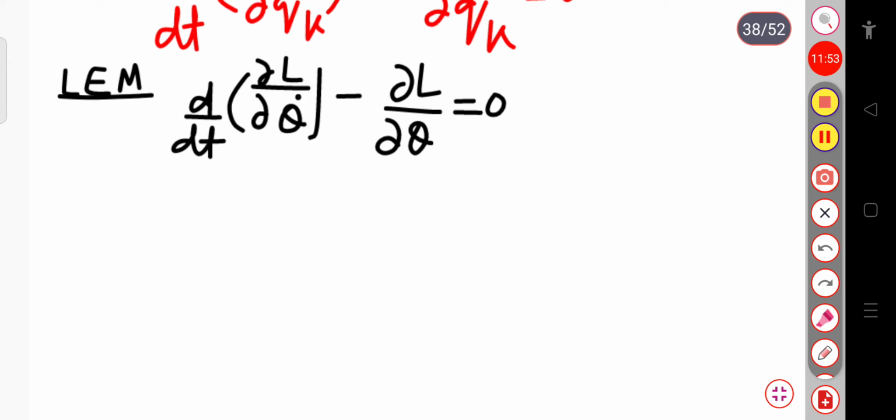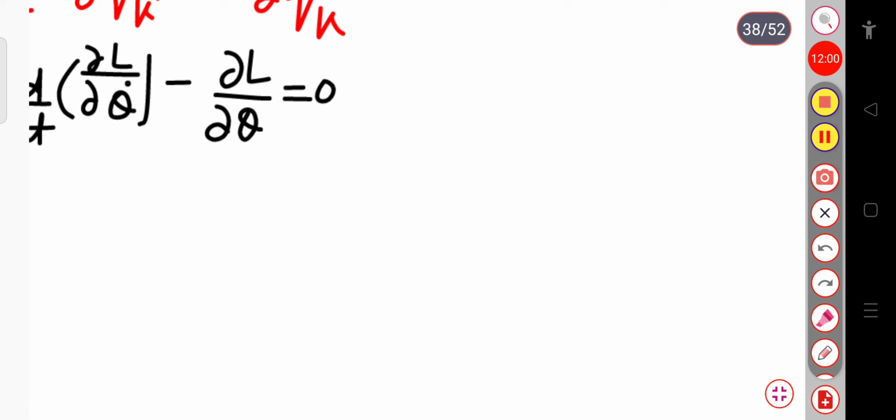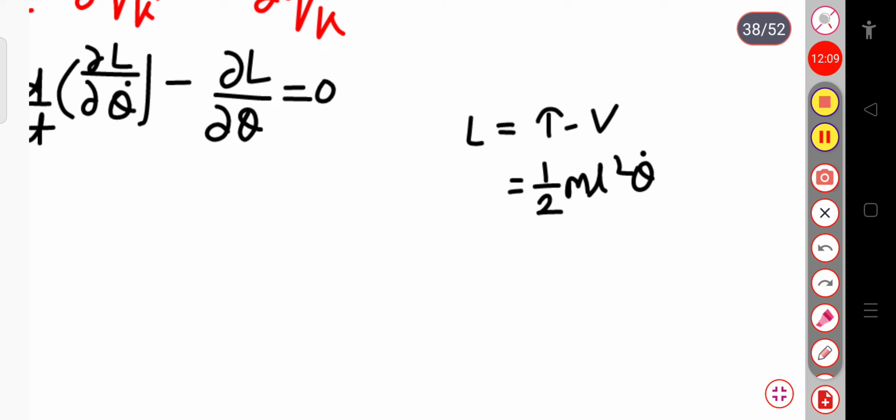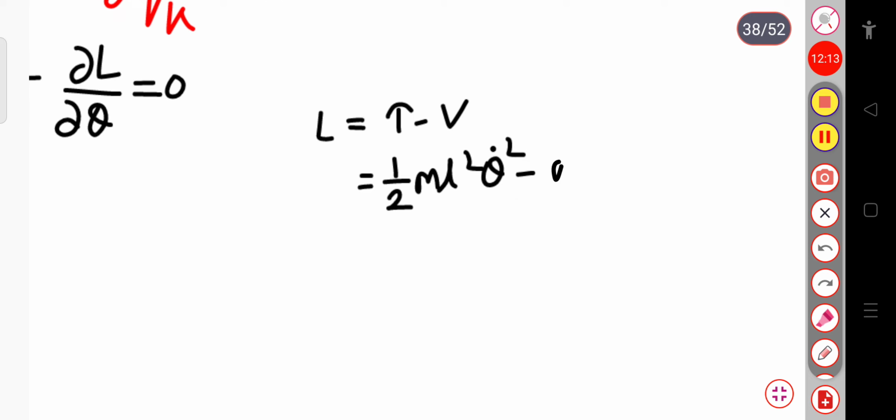Now here you can see, in place of L, we will simply put the value of L. So here let me write first the value of L. You know, L equal to T minus V, and that value we have calculated, that is half mL square theta dot square minus mgL whole into 1 minus cos theta.